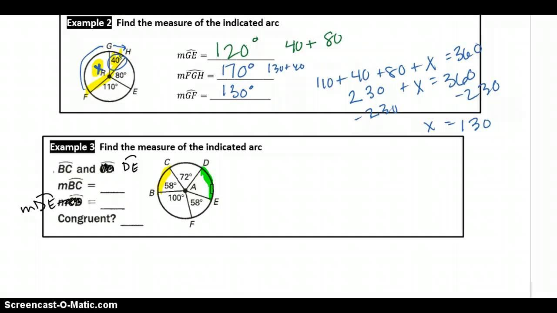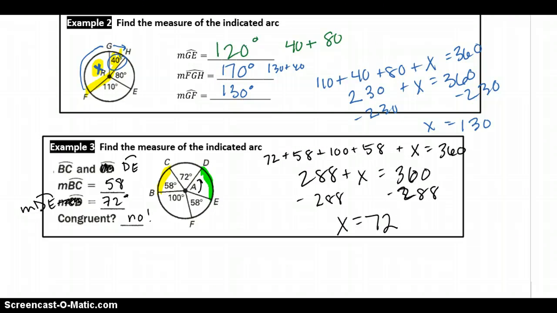We know what is the measure of BC, just looking at the picture. 58. How are we going to find the measure of DE if it's not given to us? Look at what we did in the last one. How are we going to find the measure of DE? Add up all the other angles, subtract from 360. Okay? Ready to go on to the next page.